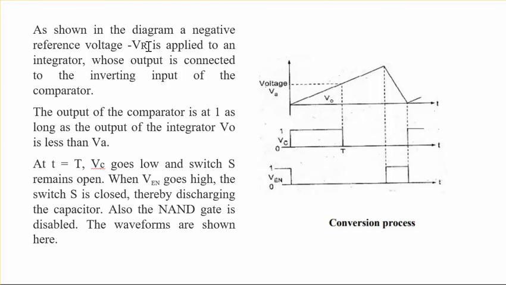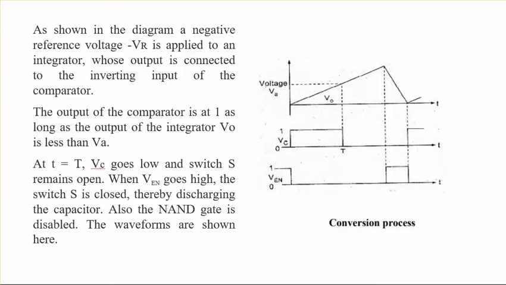With respect to the voltage VR that is applied into the integrator, which is connected to the inverting terminal we saw now, the output of the comparator is at 1 as long as the output of the integrator V0 is less than VA. So this is the condition. At a particular time instant, say for example t equal to t, the VC value will go low and the switch will remain open. When the enable signal, that is VEN, goes high, the switch will be closed, and thereby the discharging of the capacitor takes place. Also the NAND gate is disabled, and the waveforms are shown here.